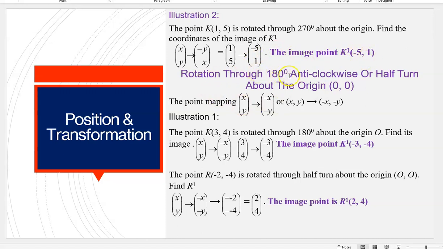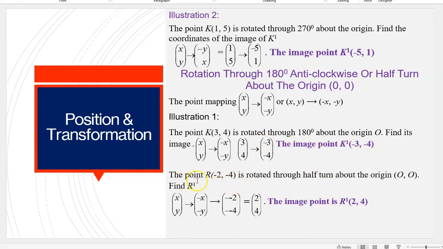Rotation through 180 degrees anti-clockwise, or half turn about origin (0, 0). The mapping is (x, y) maps to (-x, -y). Illustration 1. The point K(3, 4) is rotated through 180 degrees about the origin. Find its image. When we substitute 3 and 4 into the mapping, we have (-3, -4). And therefore the image point K1 is (-3, -4).